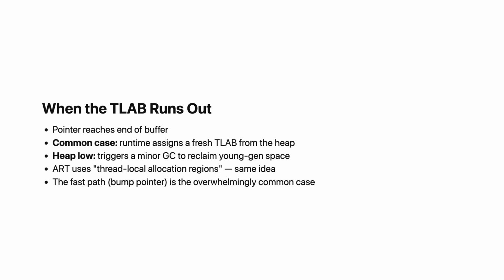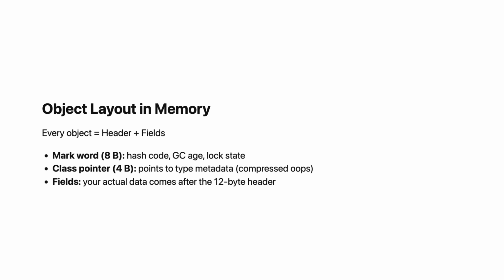First, a mark word, which is 8 bytes. This stores the object's identity hash code, garbage collection metadata like the age of the object, and lock state for synchronization. Second, a class pointer, which is 4 bytes with compressed OOPs. This points to the class metadata so the runtime knows what type this object is. So before we even get to your data, there are already 12 bytes of overhead.